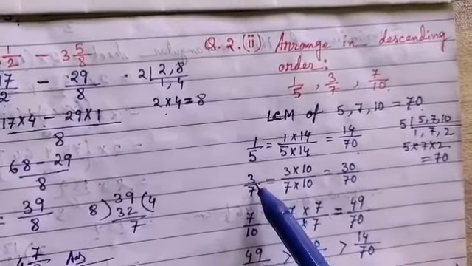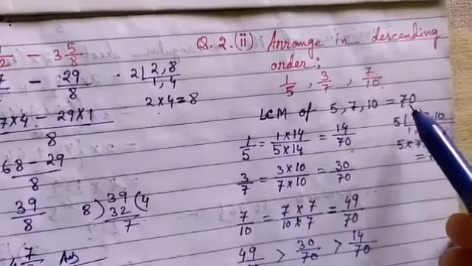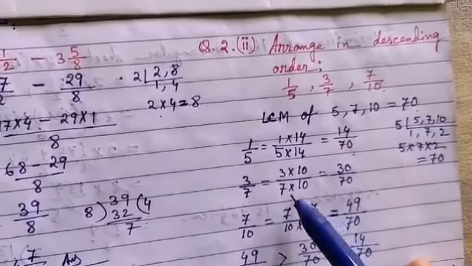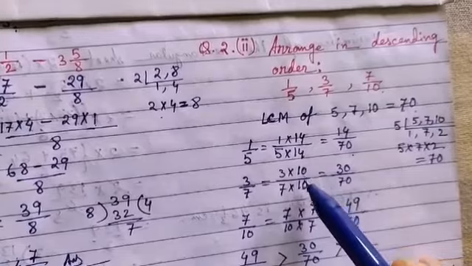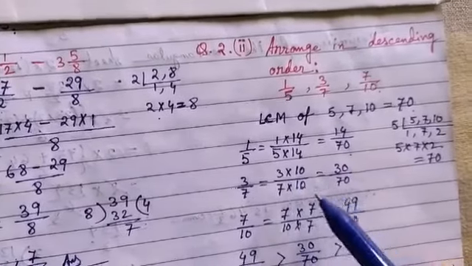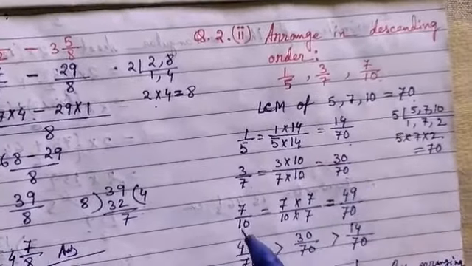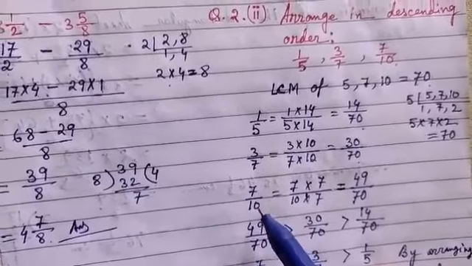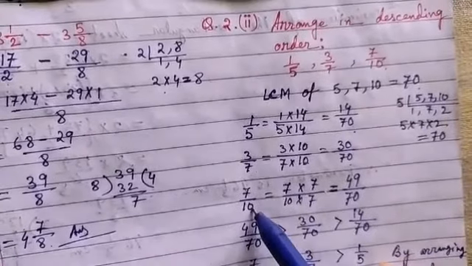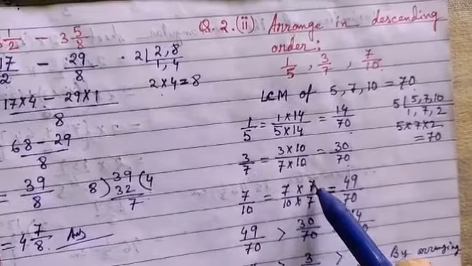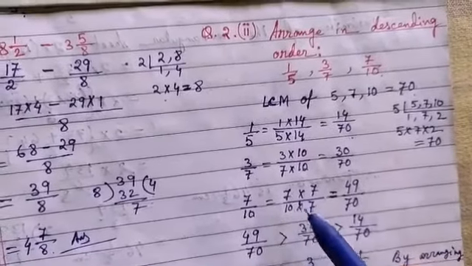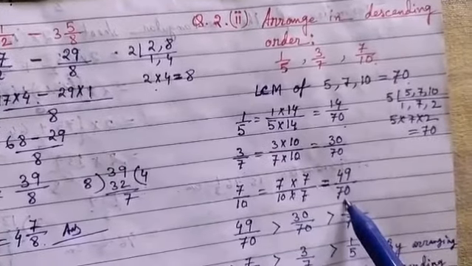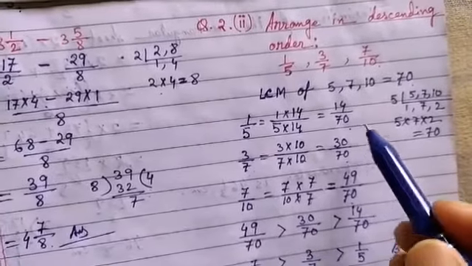Then same process, 3 by 7. 70 divided by 7 is 10. By 10 it is multiplied up and down, numerator and denominator. Then 30 by 70. Here 7 by 10. 70 divided by 10 is 7. So by 7 this fraction is multiplied up and down. Then 49 by 70.